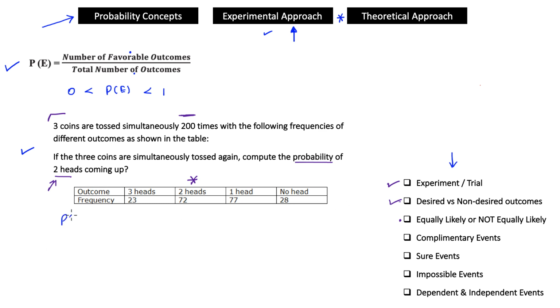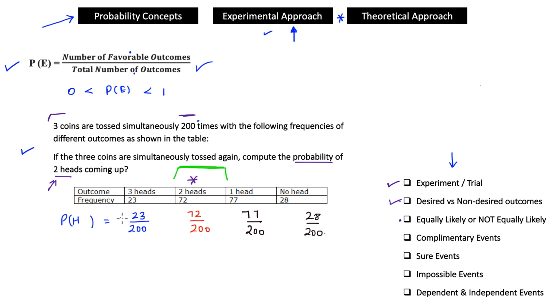Okay. In this case, I will say probability of 3 heads is equal to 23 over 200. Why? Because out of this experiment that I ran 200 times, I got 3 heads 23 times. So this is the respective probability based on this definition. And likewise, for my desired outcome, which is getting 2 heads, this probability is 72 over 200. Correct? 72 out of 200 times I get 2 heads. Hence, this is my probability. Then I will say getting 1 head is 77 over 200. And finally, no head is 28 over 200.